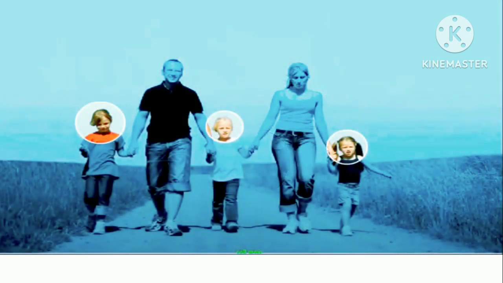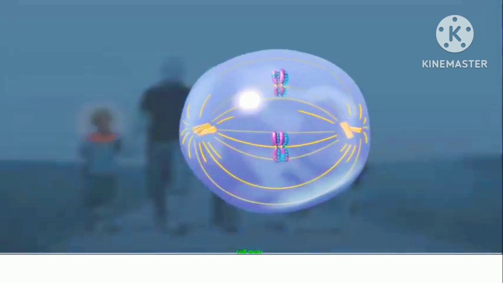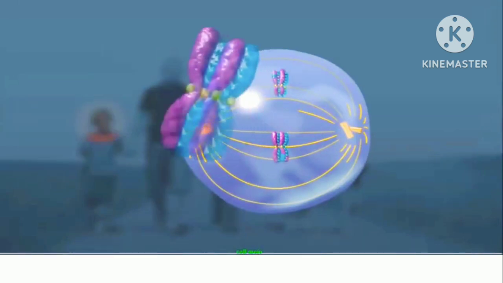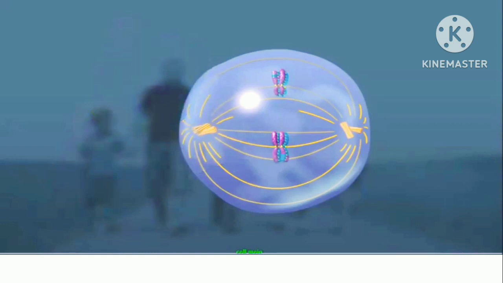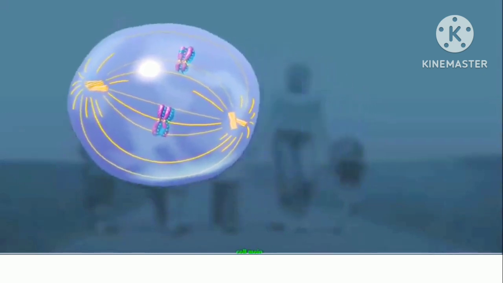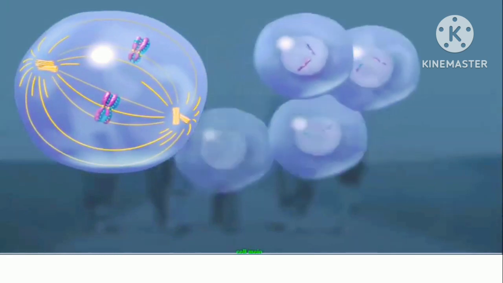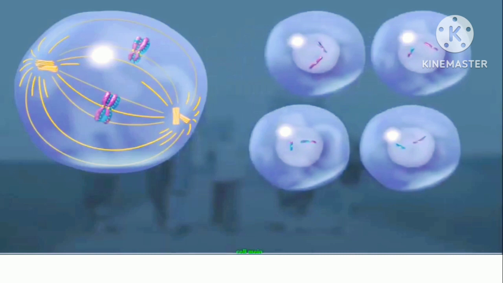But why aren't siblings identical? The diversity comes from several sources. In prophase 1, non-sister chromatids can exchange DNA through crossing over, increasing the genetic diversity of individual chromatids. In addition to crossing over, in metaphase 1, the pairs of homologous chromosomes align independently along the metaphase plate and sort independently into the daughter cells.